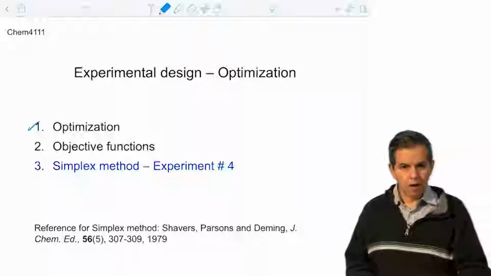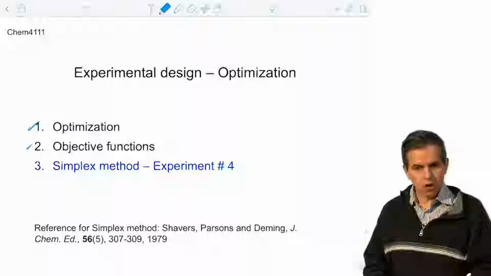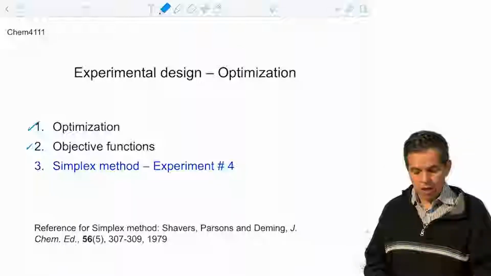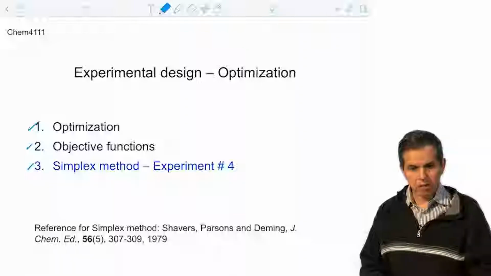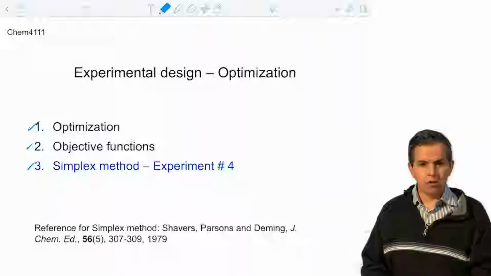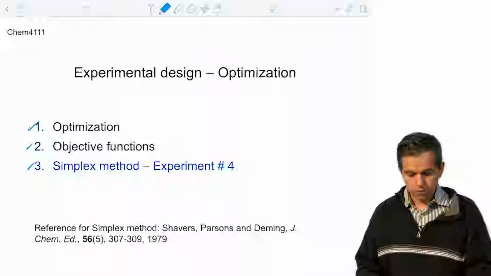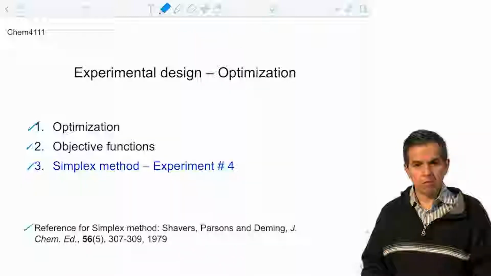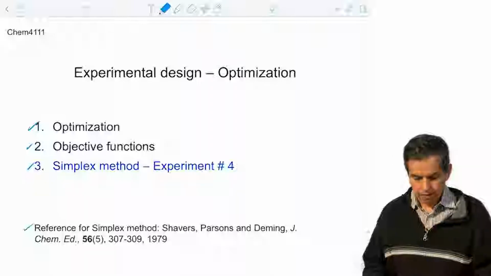We will define objective functions, which are important to define the criteria for optimization, and then specifically talk about the simplex method, which will be relevant to experiment 4. This is a reference where some basic principles of simplex method could also be found.